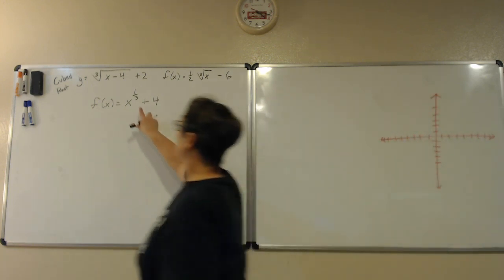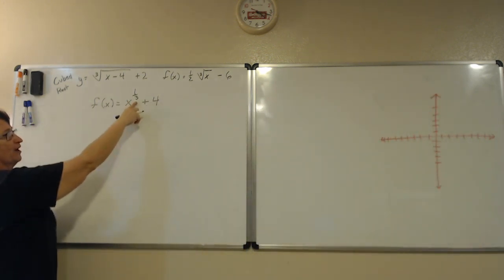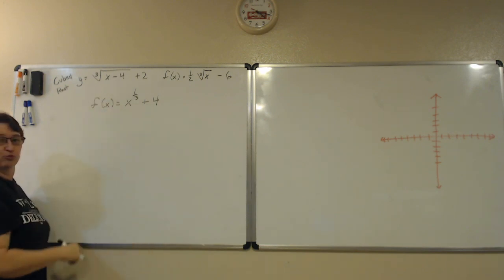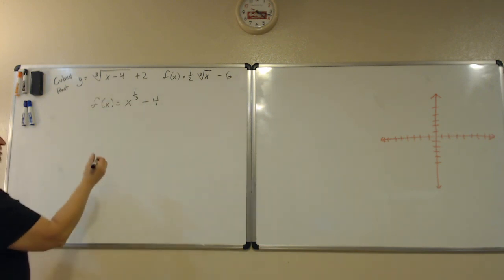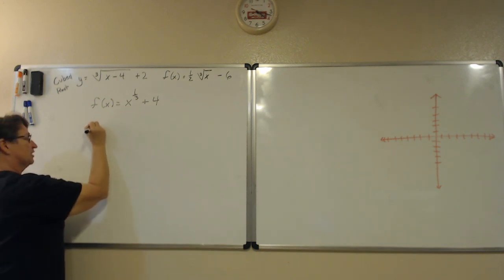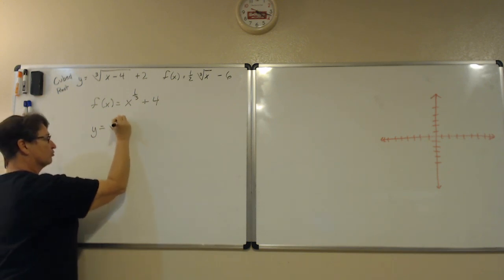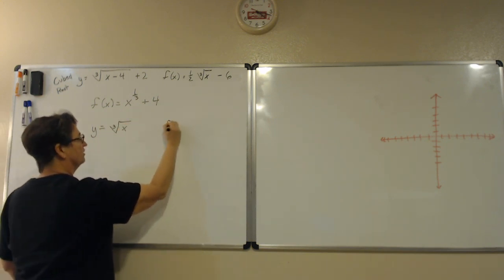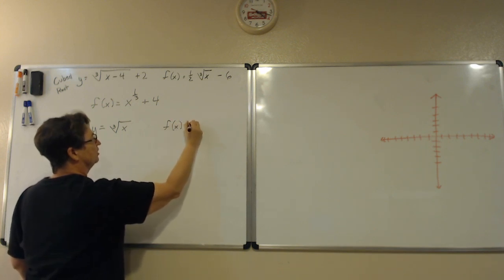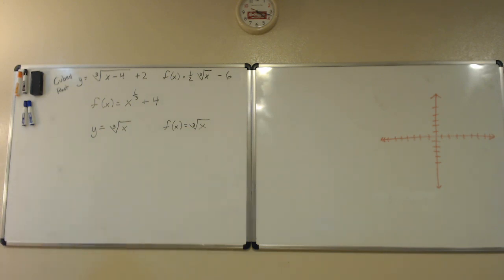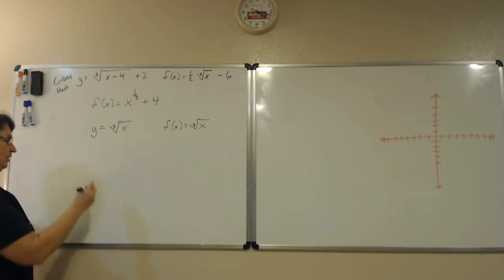And remember, this one looks funny with that 1/3 on there, but remember this part is the root. So this is just a fancy way of writing that same cubed root. So the simplest of our cubed root functions is just y equals the cubed root of x. Or, in function notation, f of x equals the cubed root of x. And let's graph it and we'll see what it looks like.